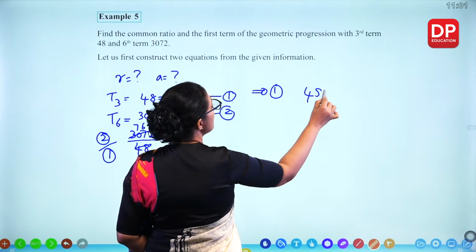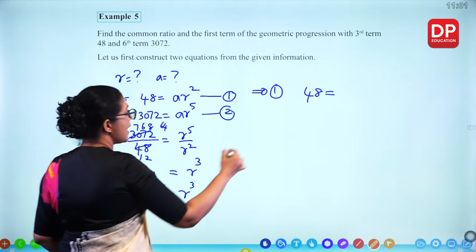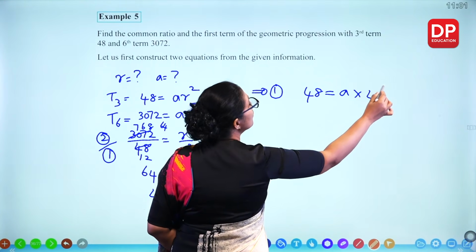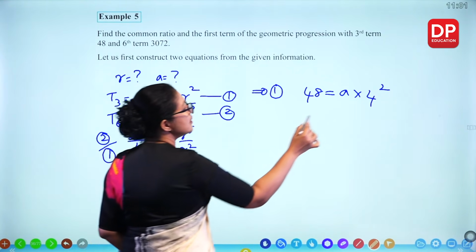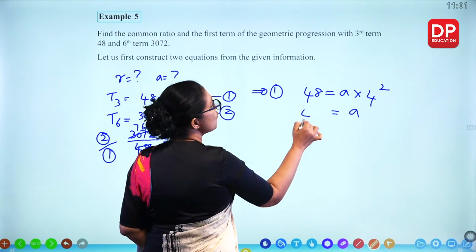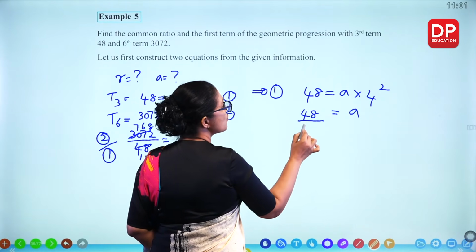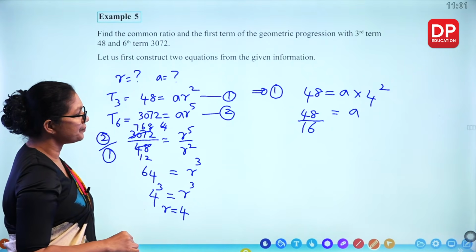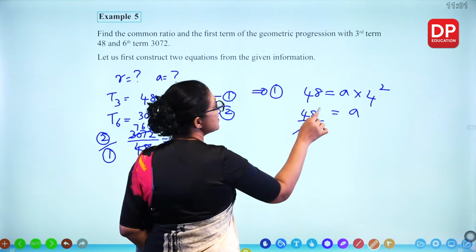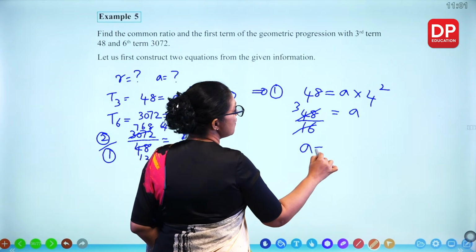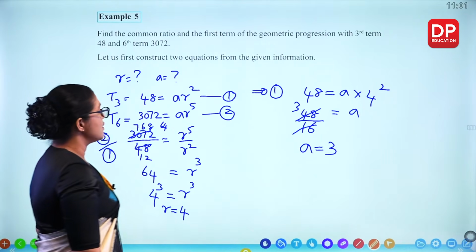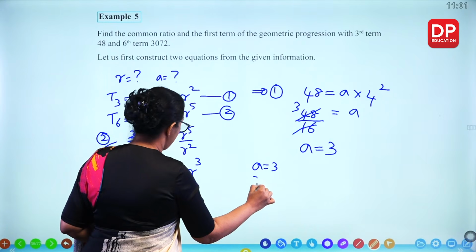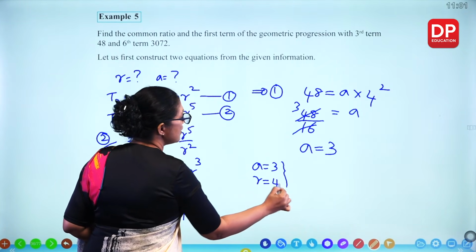48 is equal to A times R. We found 4. That's 4 squared. So what is A? 48 divided by 4 squared. 4 squared is 16. What's the answer? 3 times 16 is 48. The first term is 3. So first term is 3 and the ratio is 4.